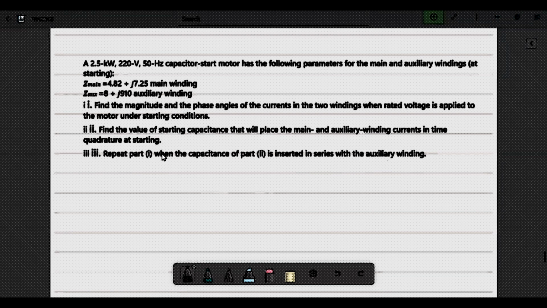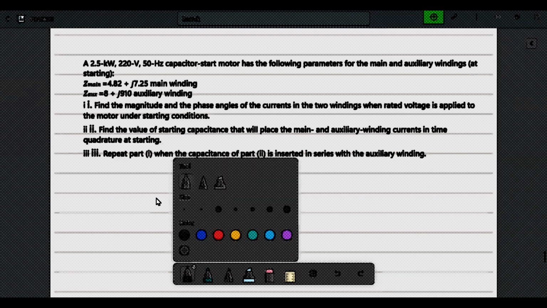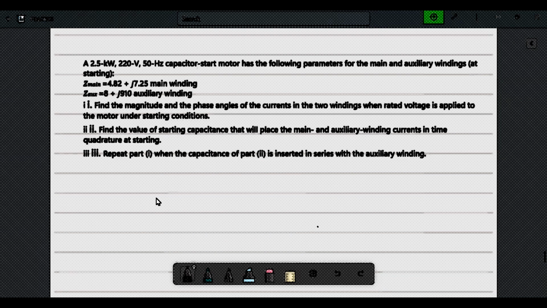So how are we approaching this problem? The first part is just a simple problem. We just need to divide the voltage by the impedance of the respective winding. Let me just increase the thickness of the pen a bit. Okay, so solutions.